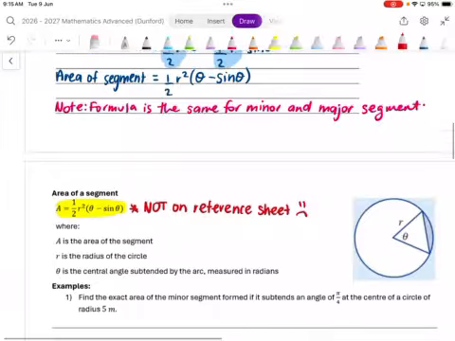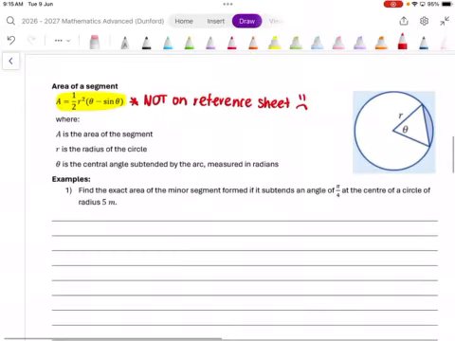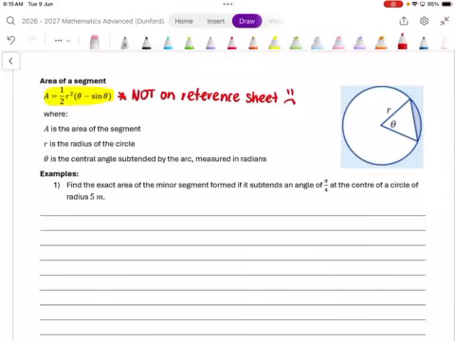Okay, our A is our area of the segment, our R is our radius of the circle, and our theta is the central angle subtended by the arc. And this is all measured in radians. So our first example here, we want to find the exact area of the minor segment formed if it subtends an angle of pi on 4 at the centre of a circle of radius 5 metres. Now, the first thing that jumps out to me is we want to find the exact area. So that means we're going to be leaving this in terms of pi or surds.